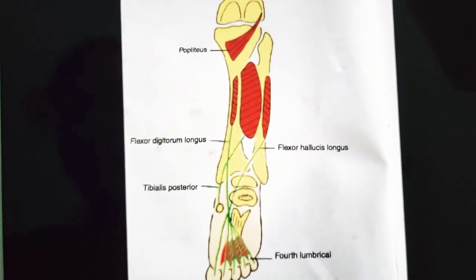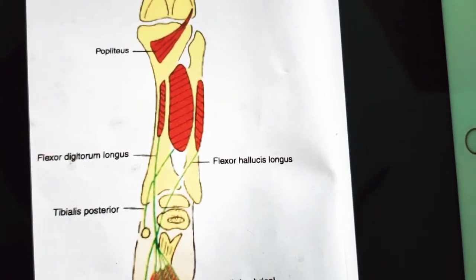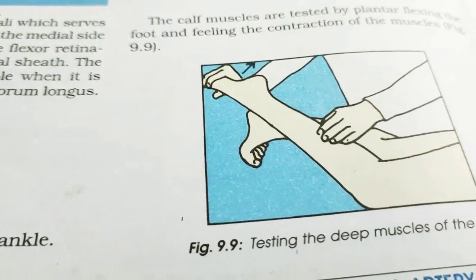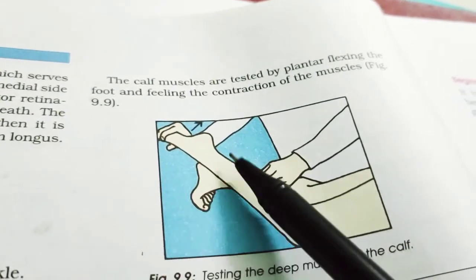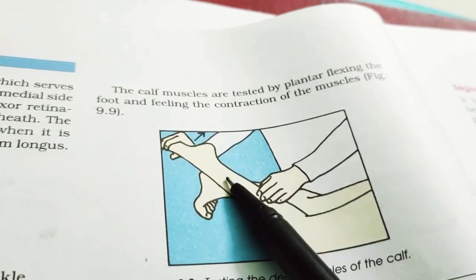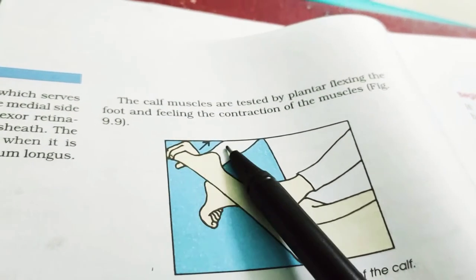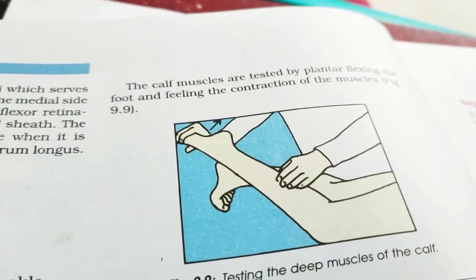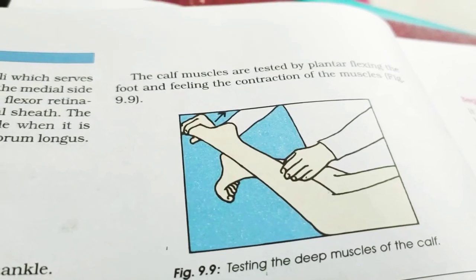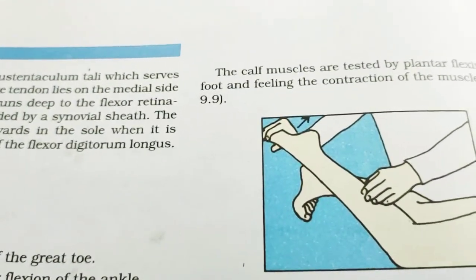And next, the calf muscles are tested mainly by plantar flexing the foot and feeling the contraction of the muscle. You can see here this is a test for the deep muscles. So this is how we try to plantar flex and test these posterior compartment muscles, either superficial or deep, because all are taking part in the plantar flexion action. But the powerful plantar flexion is done by tibialis posterior. So by this we will complete the deep muscles. Next we will move on to our posterior tibial artery.